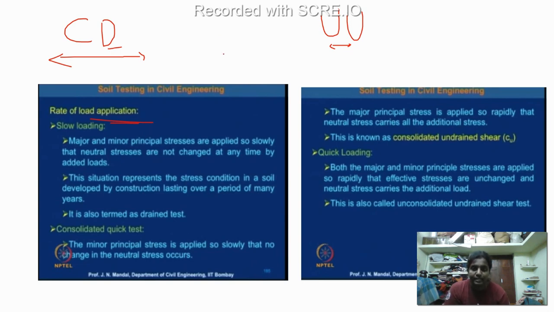So CU is something intermediate between these two. This may take some 1 week. This may take some half a day. So this will take some 2 days or something. Okay, so for conducting CD test, we have to take some 1 or 2 weeks. It's a long term test. Fine. So as I said, your rate of loading is going to influence the strength of the soil.